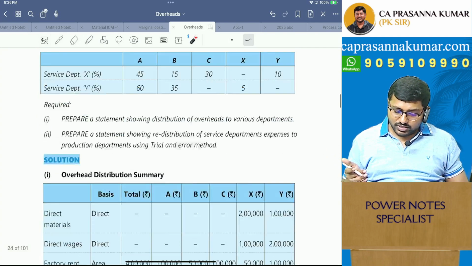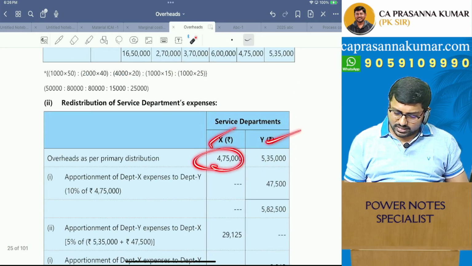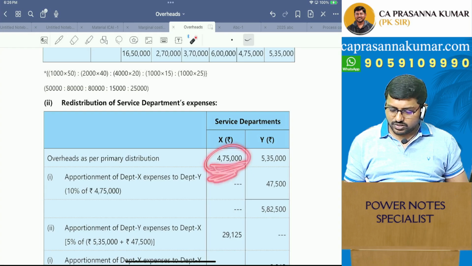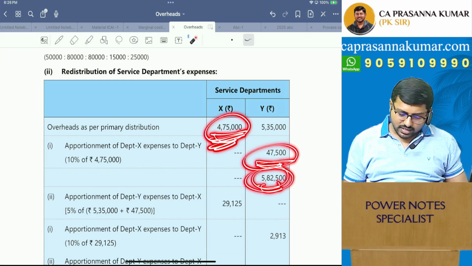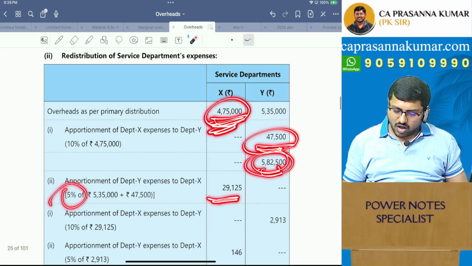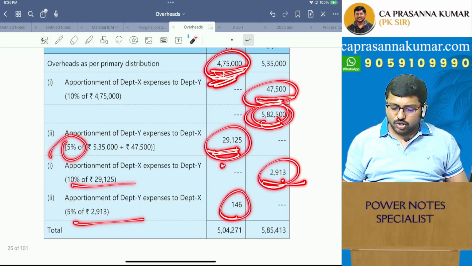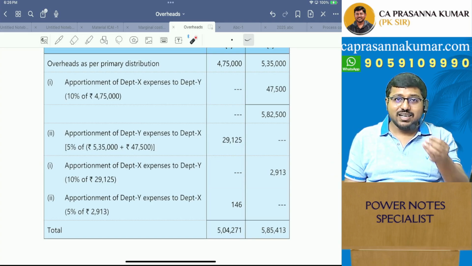You can solve it using simultaneous equations, or by the trial and error method. Let us see. Just take X and Y: 4,75,000 and 5,35,000. X is giving how much to Y? 10%. So take 10% of X, which is 4,75,000, that is 47,500, and give it to Y. Now Y is this much. Now Y is giving how much to X? 5%. So take this 5,82,500, multiply it by 5%, and give it to X. Now again you have a new X, which is 29,125. In that, give 10% to Y. Now again take Y, and in that, give 5% to X. You keep on doing this until your number becomes negligible, like 100, 50, 10.